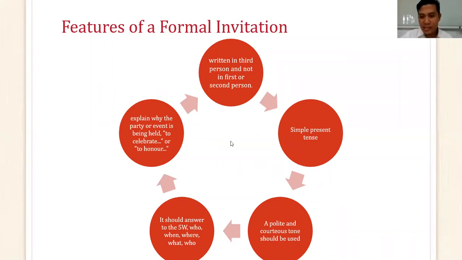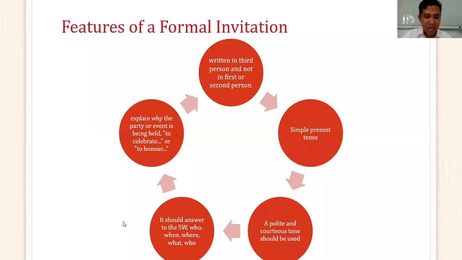Next is simple present tense. We use simple present tense. Don't use past tense, because we want to give the feeling that the occasion or the event is very actual, I mean, not in the past. So the next is be polite. A polite and courteous tone should be used when you are inviting someone, so people are not offended. Try not to offend people, so you must be polite.